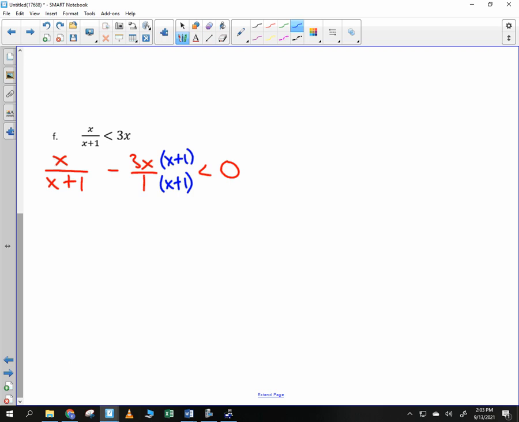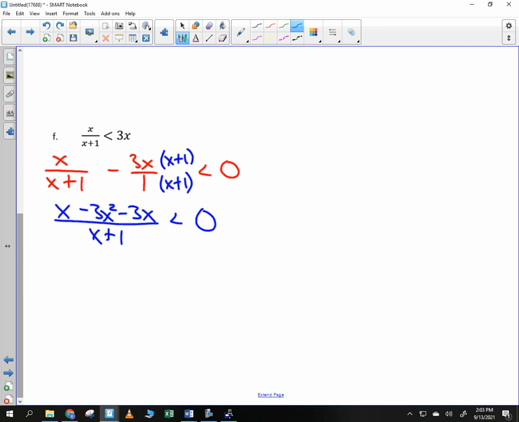What do I have in the top now? X. Excellent work. X minus 3x squared minus 3x. She distributed that negative all the way through. Common mistake. People forget that. Over x plus 1.